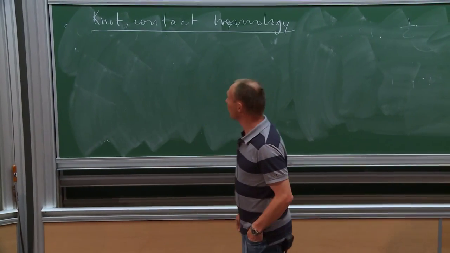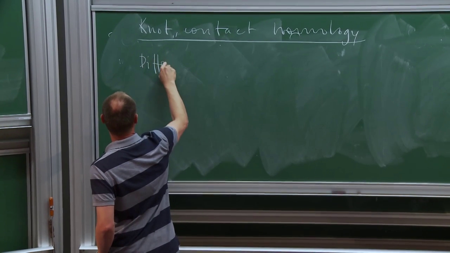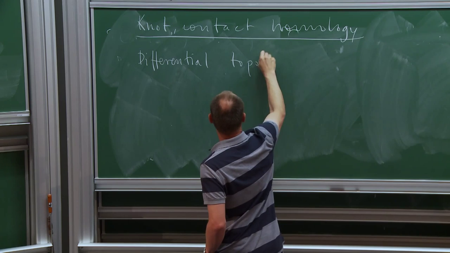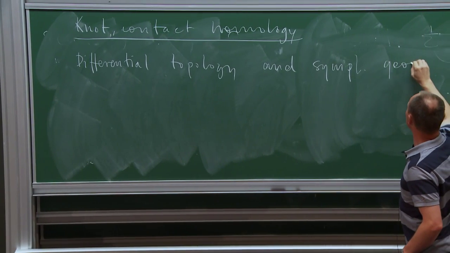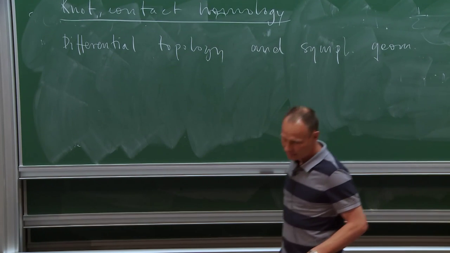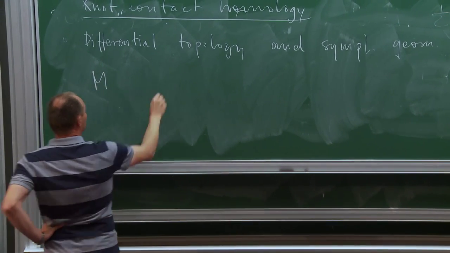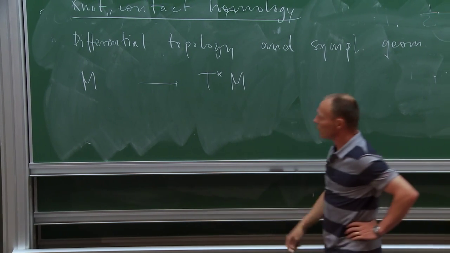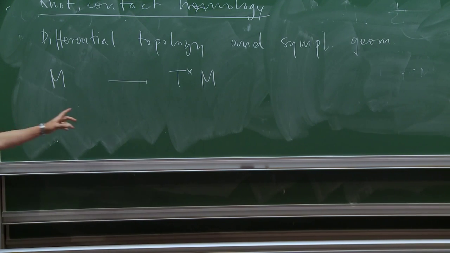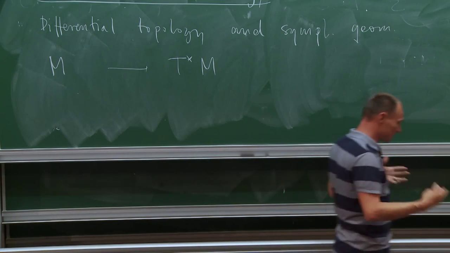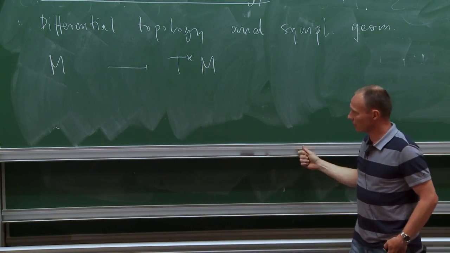But anyway, let me start by giving some introductory remarks about the relation between differential topology and symplectic geometry or contact geometry. There is this basic thing that if you have a smooth manifold M, then it has a cotangent bundle, which is a symplectic manifold, in fact a Weinstein manifold, so an exact symplectic manifold. And one may now ask the question, how much of the smooth topology, or just the topology first, of M does the symplectic geometry of this T star M remember?